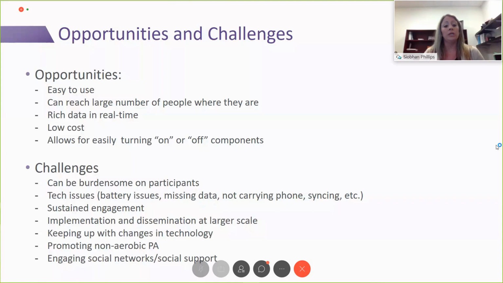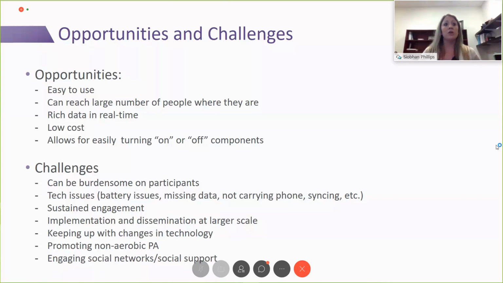But there are challenges. Again, there's burden. They have to wear their Fitbits. For the Fit2Thrive MB, they have to answer their daily symptom survey, and there are tech issues. And then I think there's always an issue of sustained engagement. How do we keep people using this? And then, how do we implement these interventions at a larger scale and keep up with changes in technology? And with the monitoring, we're looking at aerobic activity, and there are challenges with doing this for non-aerobic activity. And then I think there's also an issue of how we engage social networks or support, or how we engage people in this.